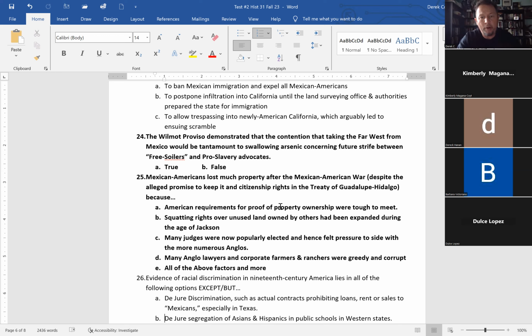C, many judges were now popularly elected and they felt pressure, yes, to side with the numerically larger Anglos who flooded in because of the gold rush. D, many Anglo lawyers and corporate farmers and ranchers were greedy and corrupt. Absolutely. So some lawyers had such high fees that even when the Latinos won in court, they had to put their property down as collateral to pay those lawyer fees. And if they couldn't, the lawyer would take their land, ironically, after defending them for their land in court.